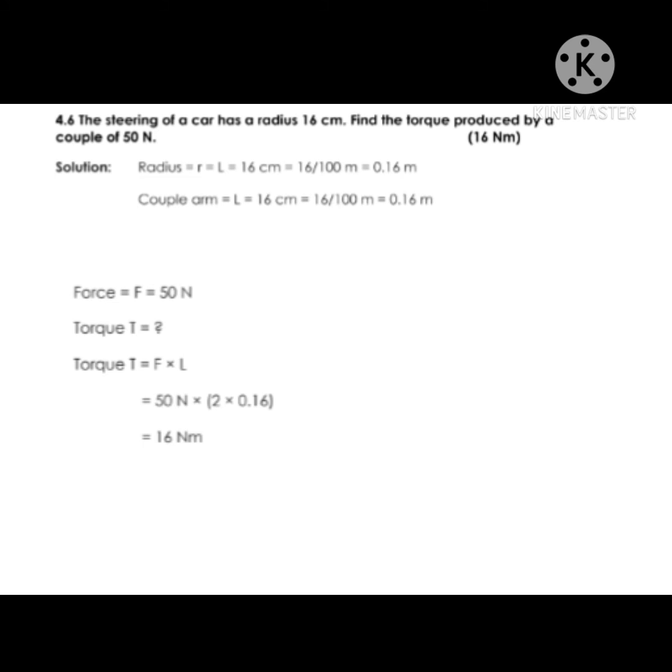So we want to find the torque. We have the torque equals F into L. We have both values. The force is 50 Newton and L is 2 into 0.16 because the couple is involved. So we have 16 Newton meter.